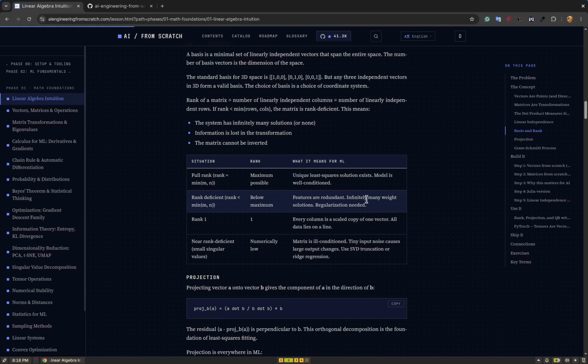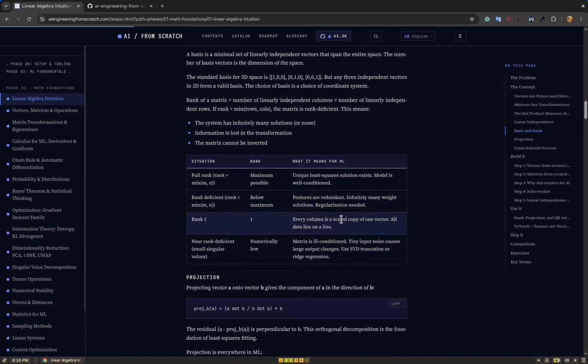Features are redundant, so there are infinitely many weight solutions and regularization is needed. But rank deficient means the rank is less than the minimum number of rows or columns. I need to memorize it. A full rank is equal to the minimum of the rows or the columns. The unique least squares solution exists, the model is well conditioned, and regularization is not needed.